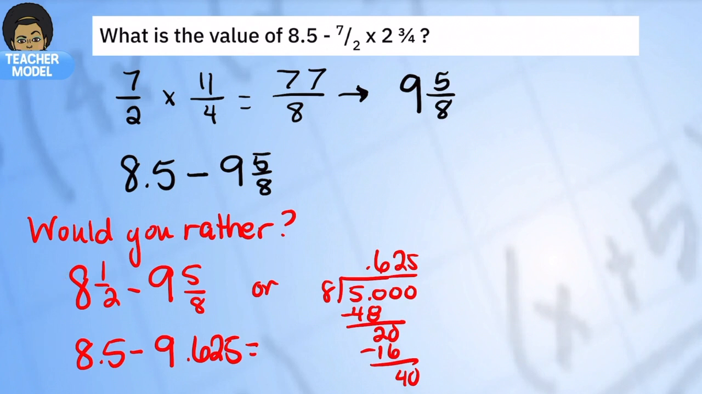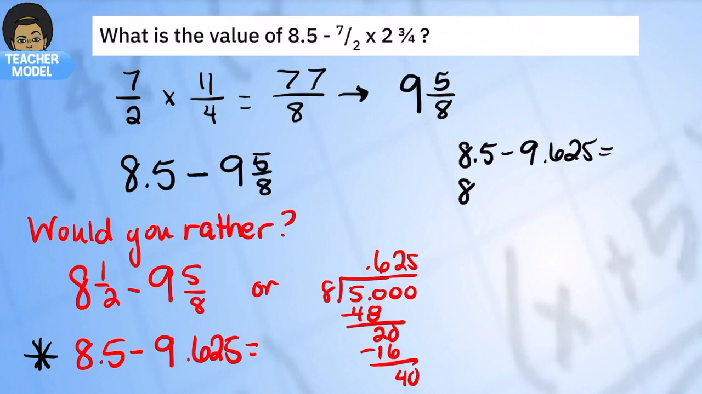Now, I'm going to model only one of these. I'm going to choose to actually model this one. I'd rather convert and work with the decimals than work with those fractions and have to deal, especially when I know I'm going to have to subtract 9 5/8. There's just a lot happening there. So I'm just going to choose my decimal, but there's no right or wrong answer. That's my choice. I'm sticking to it. I'm going to just continue out here on the side. So 8 5/10 minus 9 625 thousandths.